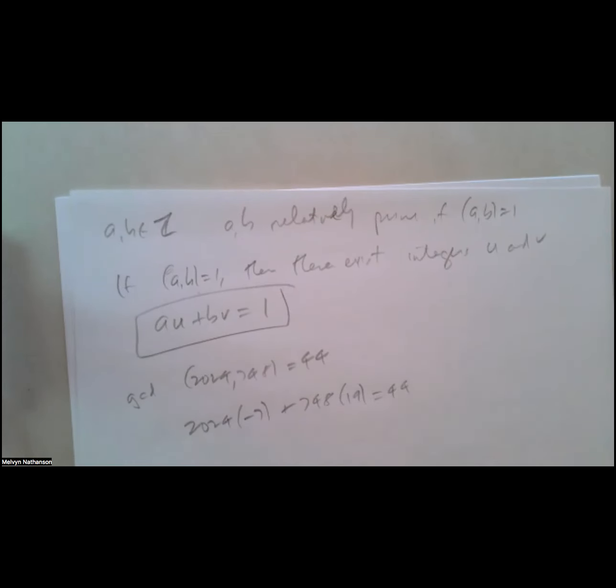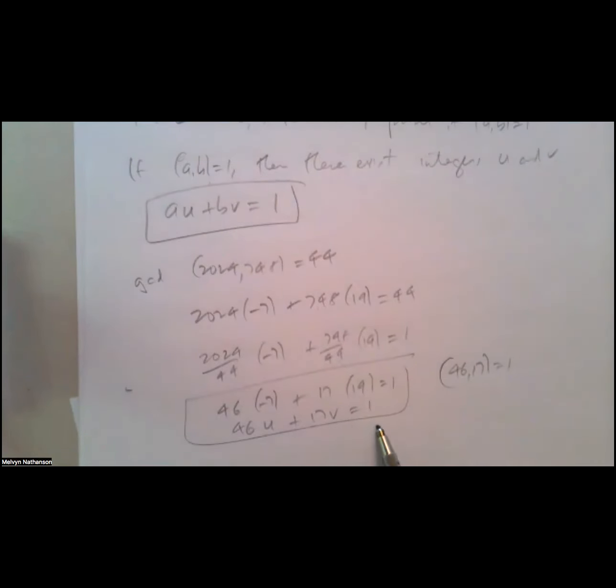So if I take this equation and divide it by 44, 44 is a common divisor of these two numbers. So 2024 over 44 times minus 7 plus 748 over 44 times 19 has to equal 1. 2024 over 44, I think, turns out to be 46. And 748 over 44 turns out to be 17. So the GCD of 46 and 17 is 1. And here is the solution of the equation 46u plus 17v equals 1. If u is minus 7 and v is 19, I get a solution of that equation.